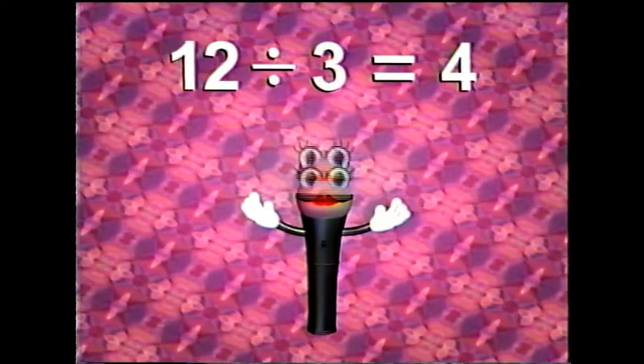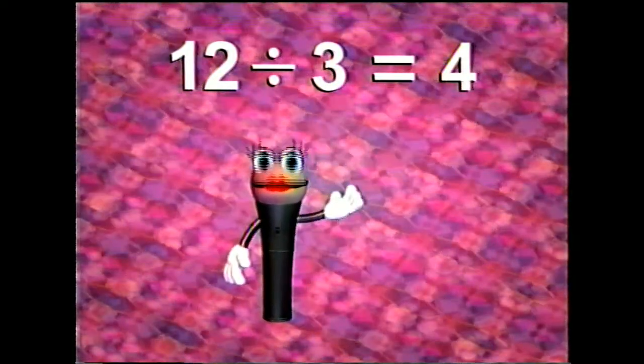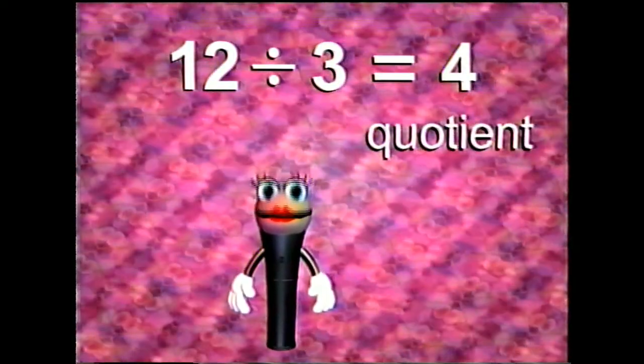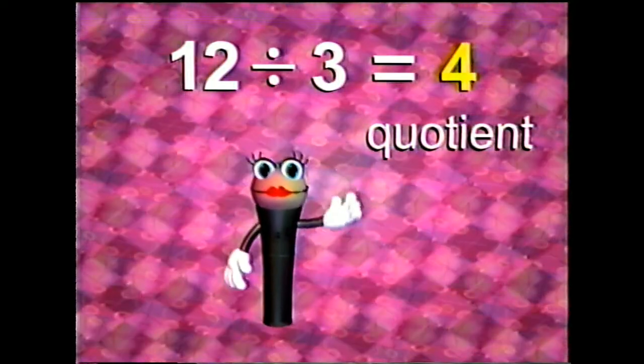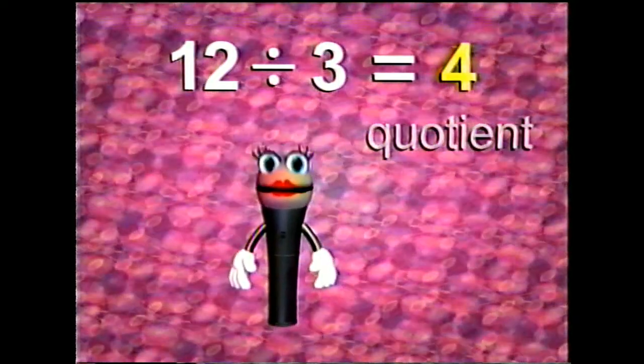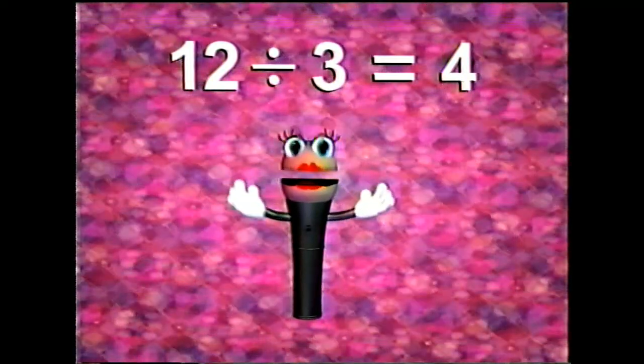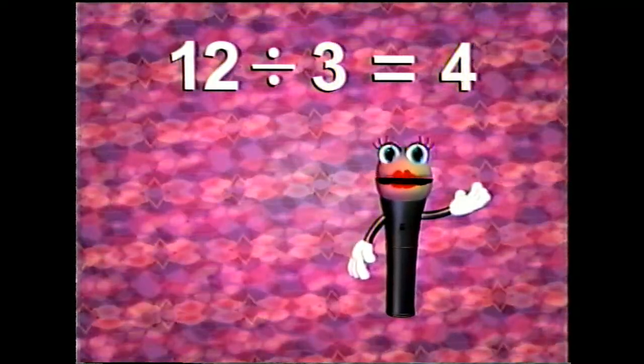The answer to a division problem is called the quotient. In this problem, the quotient would be 4. When checking your answer to any division problem, you can multiply the divisor by the quotient, or the quotient by the divisor, and it will equal the dividend.